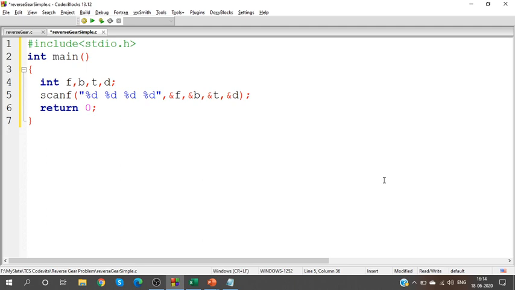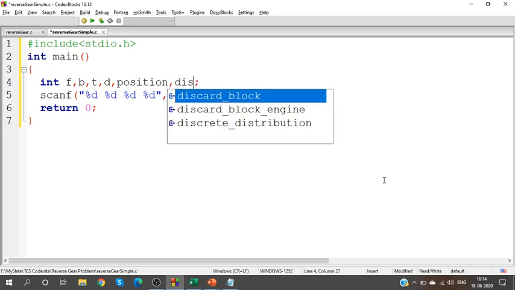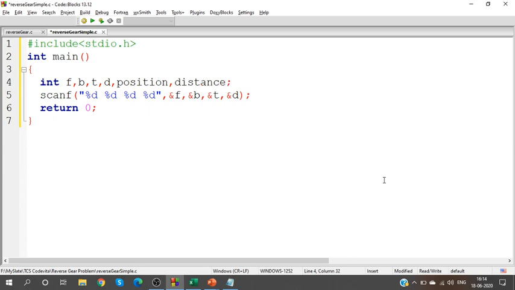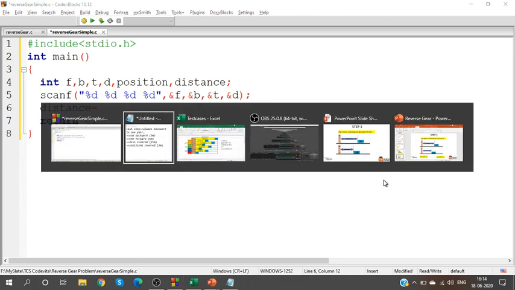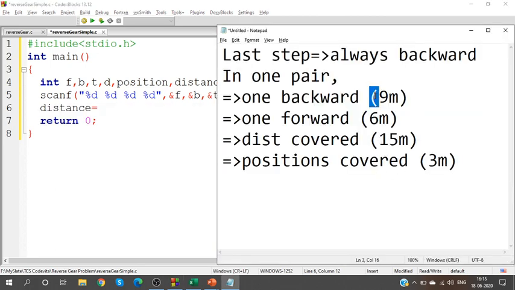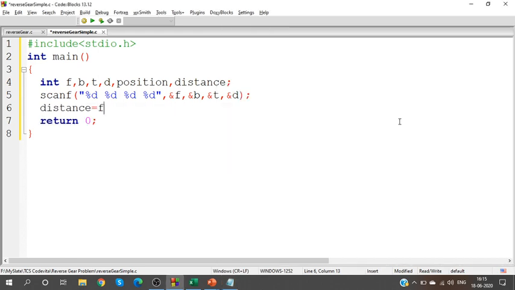We can calculate the position of one pair, and the distance of one pair. Okay, so this is for one pair. Position and distance is for one pair. So how will you calculate the distance of one pair? The distance of one pair is nothing but the sum of the two values. And the position of one pair is nothing but the difference of the two values.